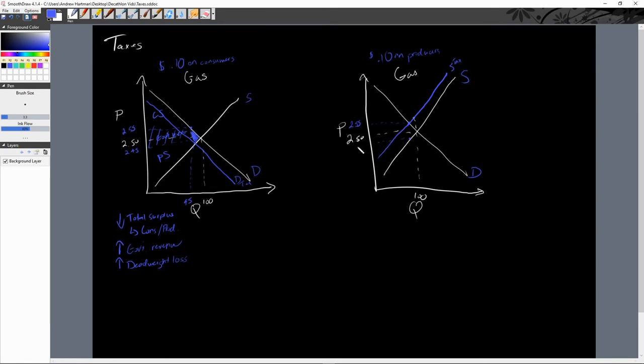They're only getting $2.45. And so the same ideas apply here. We're seeing less quantity being bought and sold because of the higher price. We are seeing the creation of the government revenue. We are seeing the creation of the deadweight loss right here. We are seeing a decrease in consumer surplus, and a decrease in producer surplus. So all of this is the same over here as it is in the consumer tax.